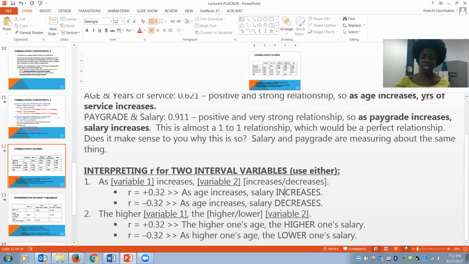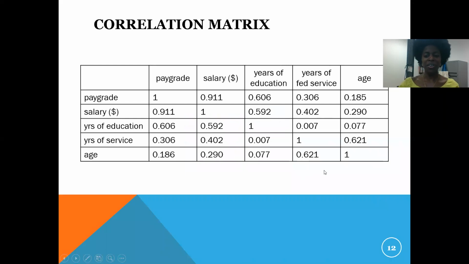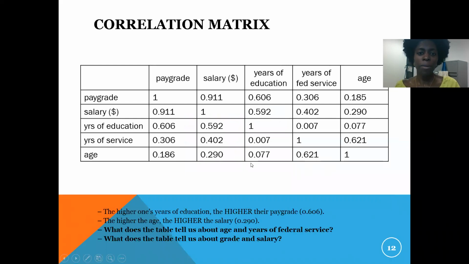Because we use that equation for literally everything. Oh no. Wait, let's see what happens. There we go. So the higher the years of service, what happens with pay grade? The higher the pay grade. And this is a moderate relationship, so we make sure that we tell them it's moderately strong. Not strong, not weak, somewhere in the middle.